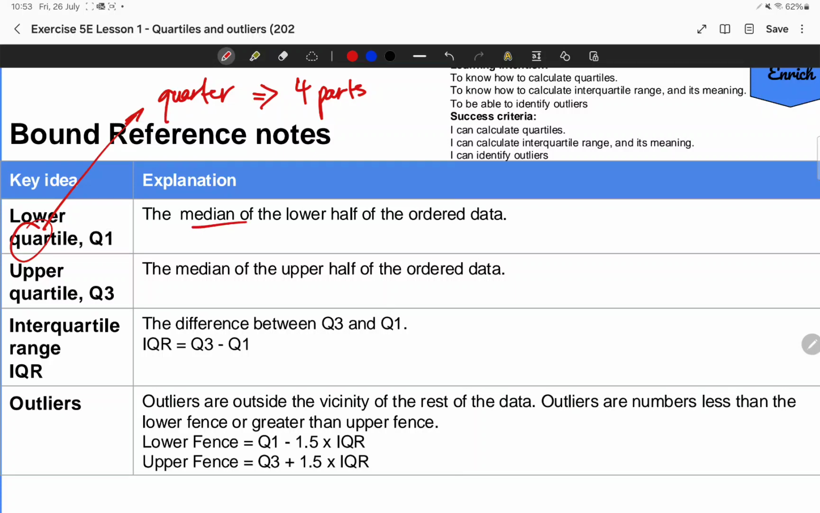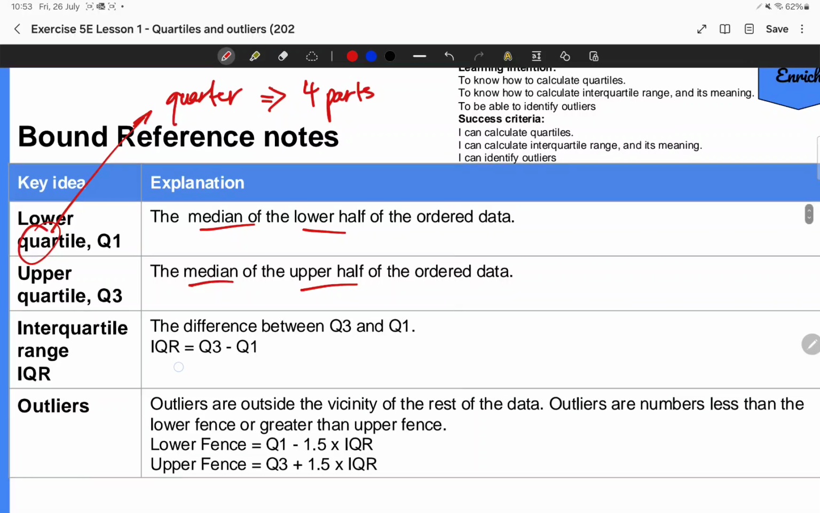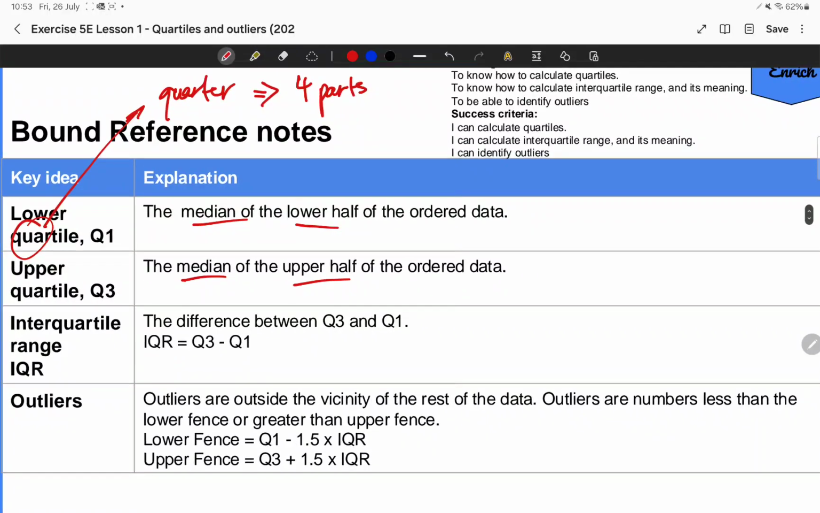So it'll be the median of the lower half of the ordered data. Then you're going to have the upper quartile, so Q3, and it'll be the median of the upper half of the data, and then you'll have the median as well of the whole thing, right? We know that we have the median just from the last lessons, that median is the middle of all of the data set. Next, you have the interquartile range. It's just going to be the difference between Q3 and Q1 right here.